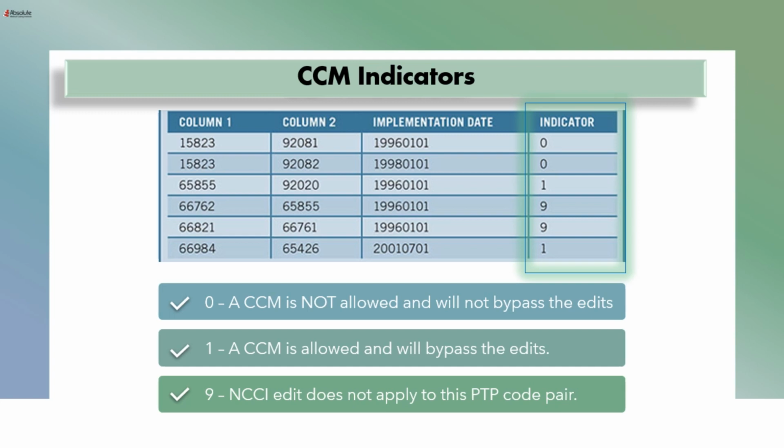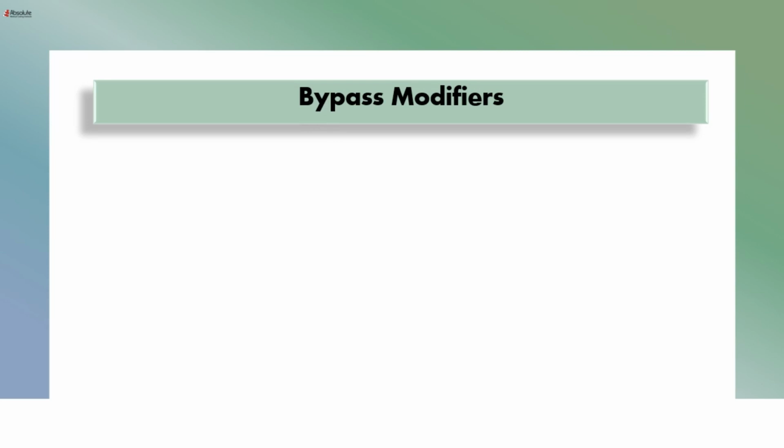Now, if you look down at the third pair, 65855 and 92020, it's indicating that this is allowed. The edit can be bypassed if appropriate. Okay, so a 0 means it is not allowed, and a 1 basically means it is allowed when appropriate, but you need to use a modifier, a correct coding modifier, not just any old modifier. You have to use a correct coding modifier. So what is a correct coding modifier?